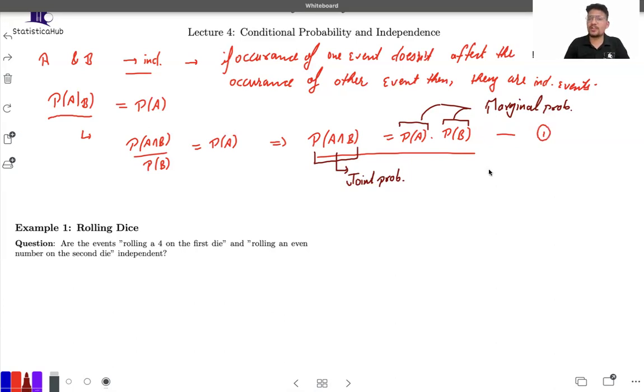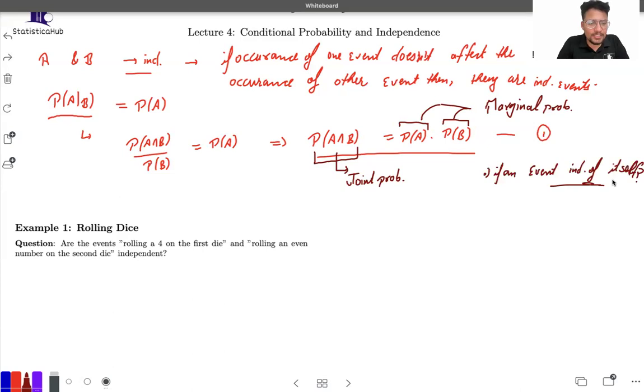Okay, now think about one case. Is an event independent of itself? Just try to think about this problem. This is very, very simple. You'll be able to solve it.